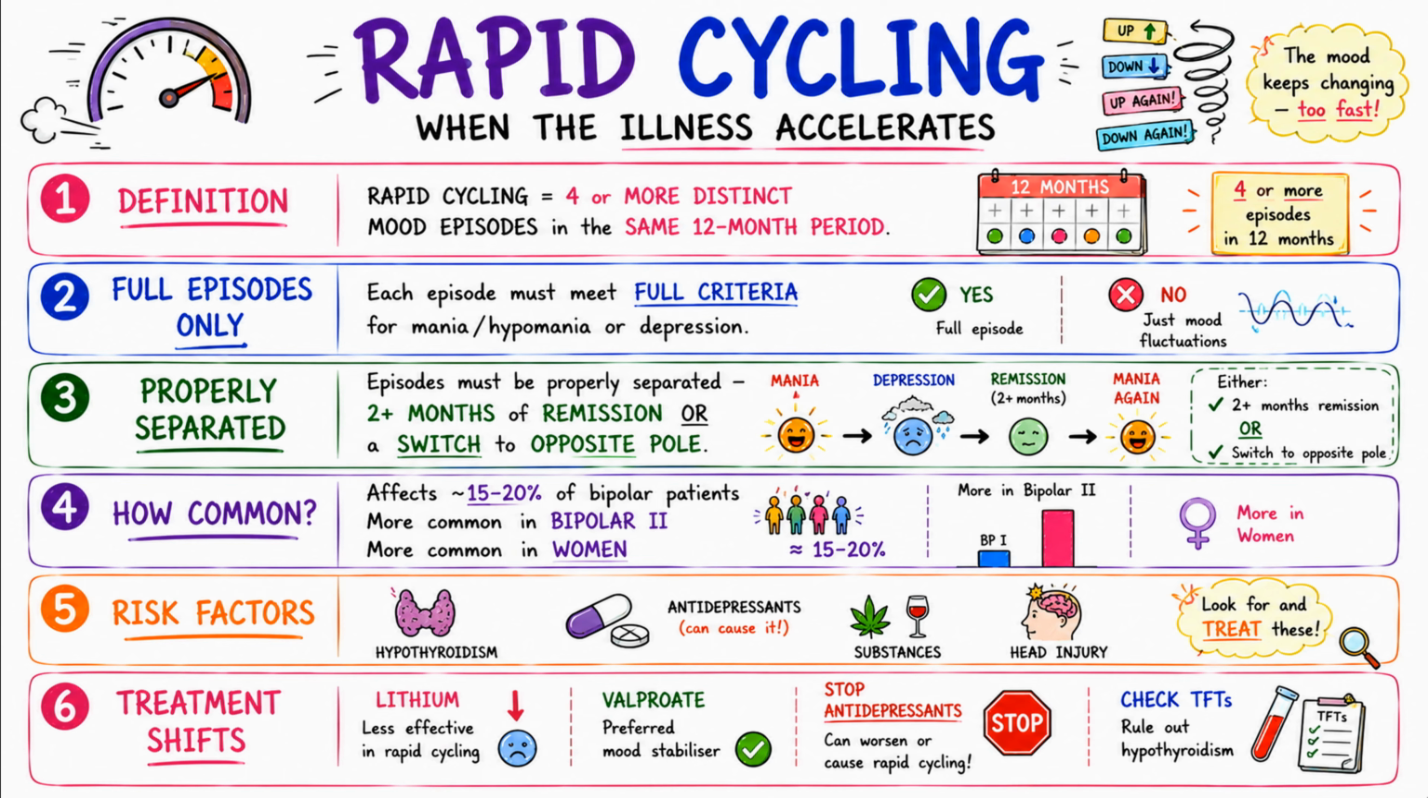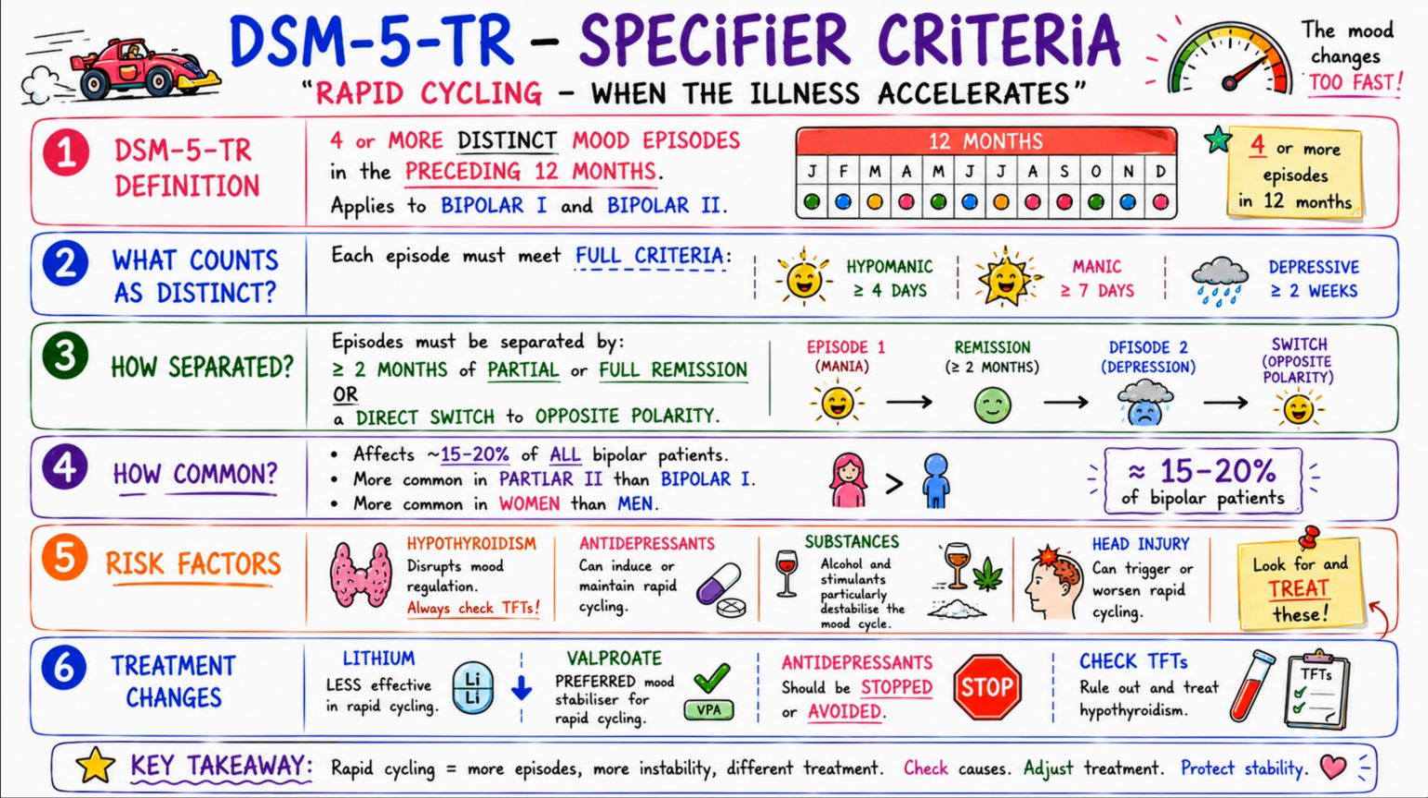4 risk factors drive it: hypothyroidism, antidepressants, which can actually cause rapid cycling, substances, and traumatic brain injury. Treatment shifts significantly. Valproate is preferred over lithium. Antidepressants should be stopped, and thyroid function must always be checked. Rapid cycling is the course specifier that most dramatically changes the management plan.